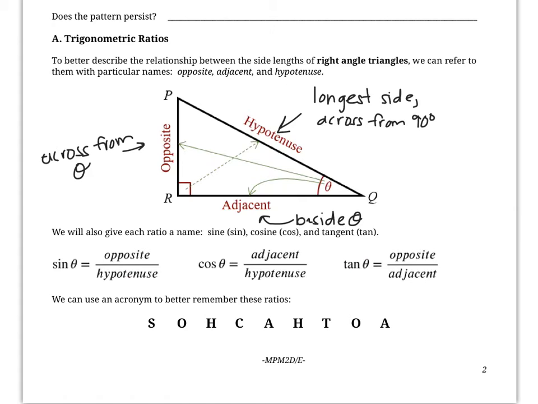So maybe you're thinking, well, why isn't there one for hypotenuse over adjacent? Well, there is. It's just the opposite, or the reciprocal, of this guy, and we do have another name for it that's related to this, but we're going to see that at a later time. So let's just focus on these 3 at first.